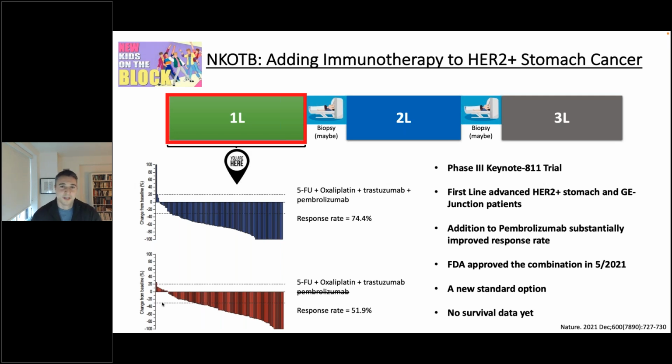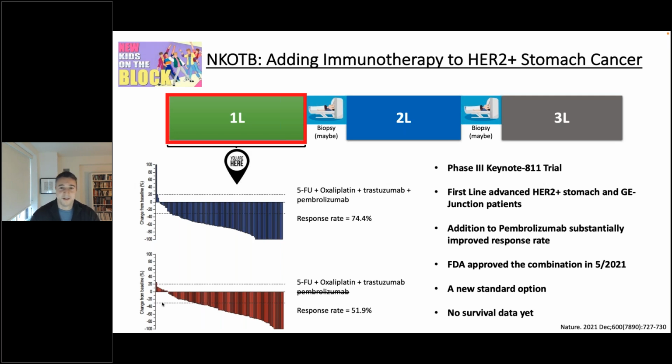So one of the new kids on the block is adding immunotherapy to HER2 positive stomach cancer. So again, up top is the overall treatment. And so now you're in the first line after diagnosis. And we know that adding the HER2 therapy on top of chemo improves the survival for HER2 patients. I just showed you that a couple slides ago. Now there was some nice work by some friends at Memorial Sloan Kettering to suggest that adding immunotherapy on top of chemotherapy and the HER2 drug Trastuzumab further improves outcomes.